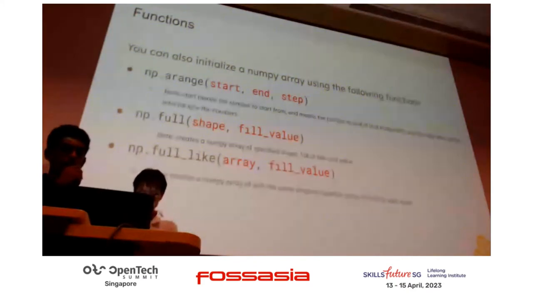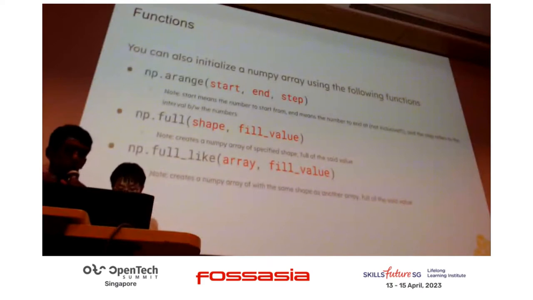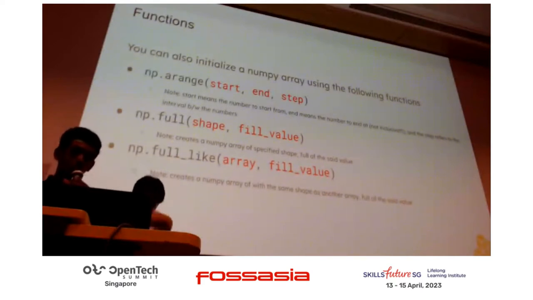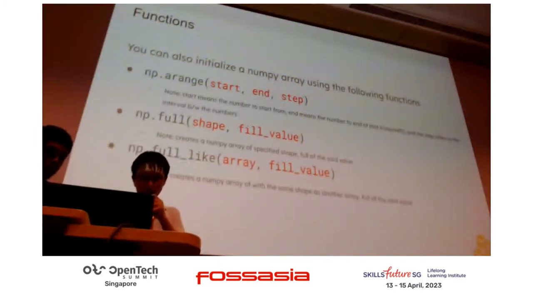So if you didn't put the step parameter, the default step is basically 1. So it will just give numbers from 0, let's say your start is 0 and end is 10, like what Eugene mentioned, it will give the numbers from 0 all the way to 9 because NumPy is non-inclusive. So the end is non-inclusive.